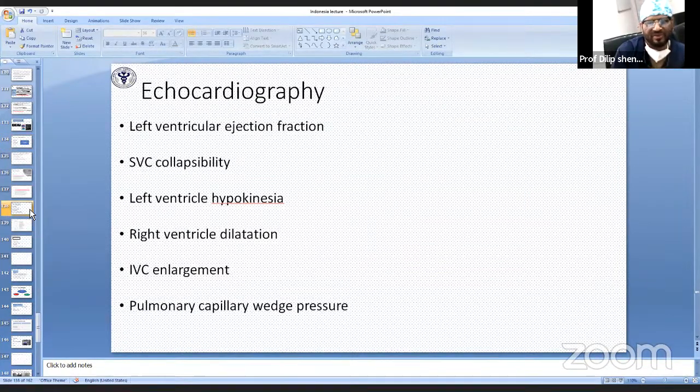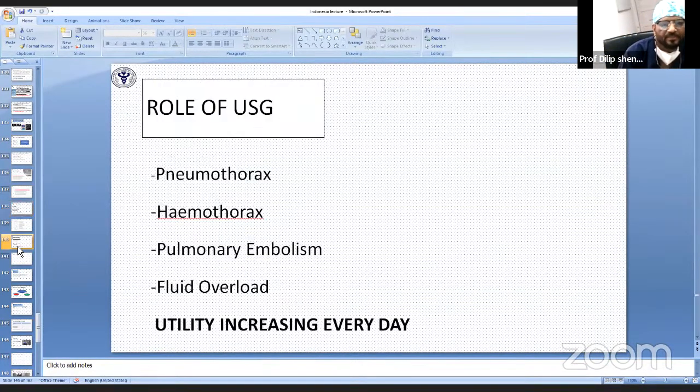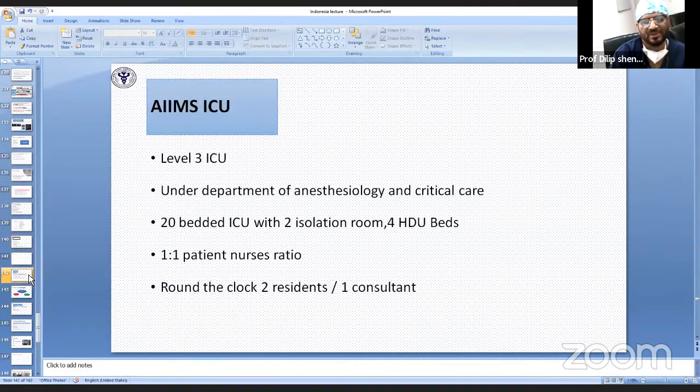Echocardiography can tell you left ventricular ejection fraction, IVC collapsibility, whether fluid resuscitation is adequate or not, and other left ventricular parameters. So a variety of things you can come to know from echocardiography. Ultrasound has a main role in diagnosing pneumothorax, and may be helpful in pulmonary embolism and fluid overload. Day by day its utility is increasing, and it is mandatory to have some training in managing the patient, doing ultrasound and certain diagnoses.